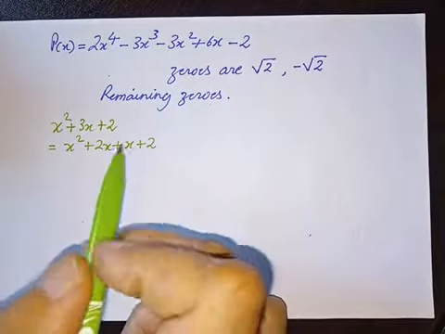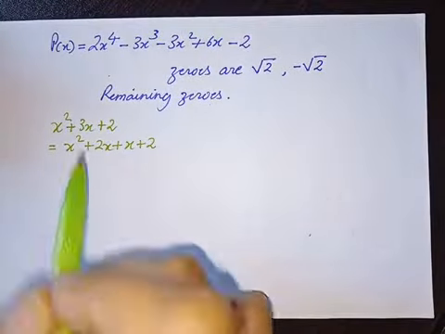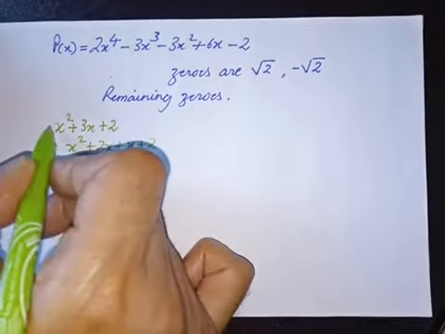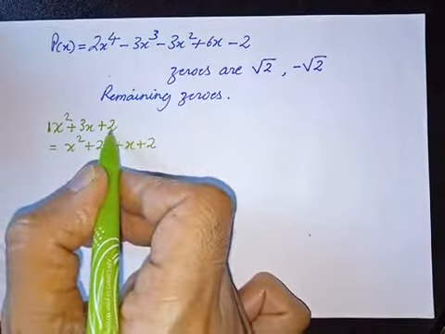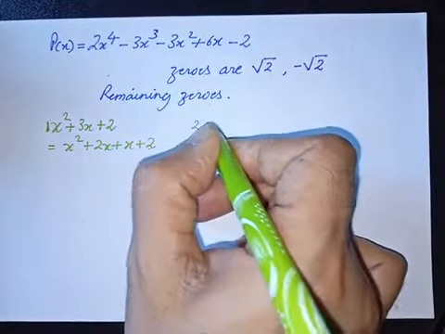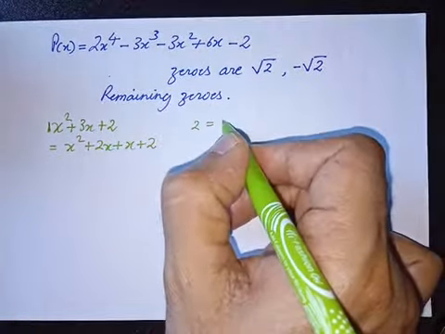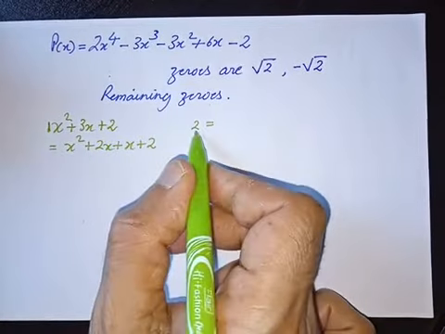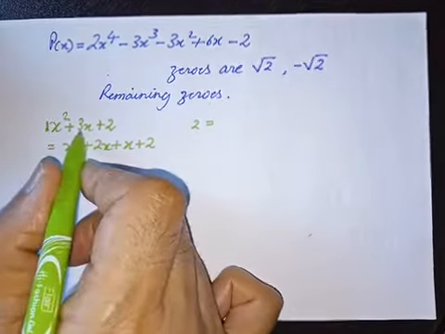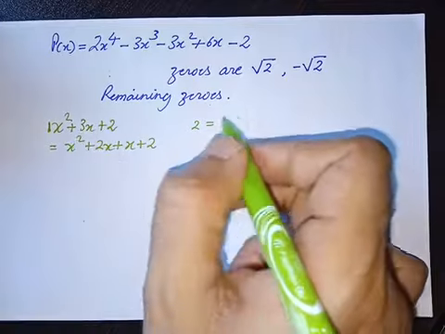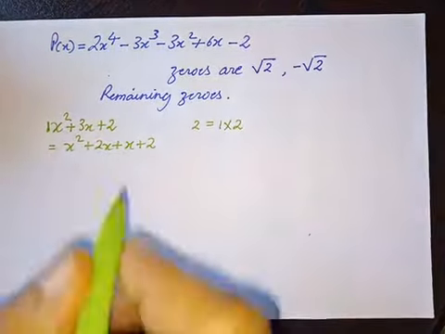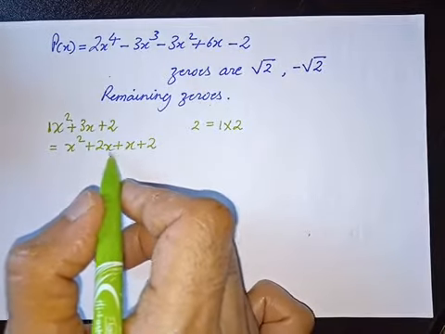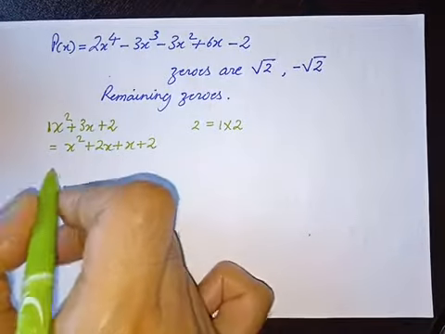I don't think that any one of you is having any problem in splitting the middle term. I have taken the coefficient of x square, that is 1, and multiplied by 2, I get 2. So you require two numbers which on multiplication give 2 and which on addition give the coefficient of x. So the factors of 2 are 1 into 2. So easily you can find out these two numbers.